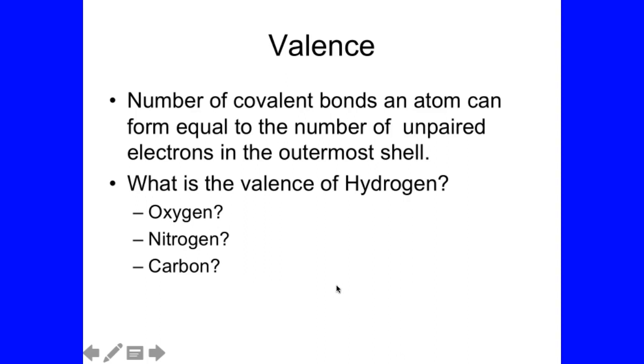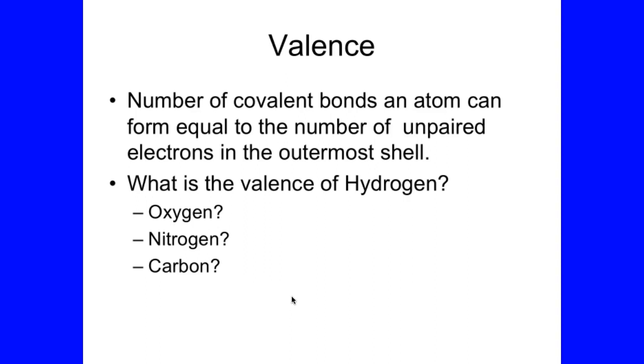So, valence. The number of covalent bonds an atom can form equal to the number of unpaired electrons in the outermost shell. Remember earlier we were talking about valence electrons? So, right here would be a good time to go back to your periodic table. If we're asking what is the valence of hydrogen, you're going to want to be able to look at the periodic table and look at the group numbers of each of these elements.